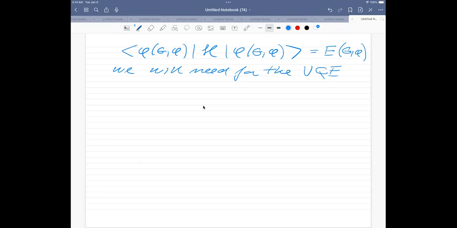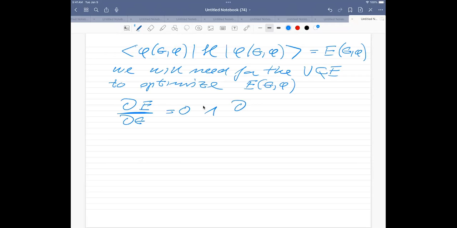So we will need for the VQE to optimize this E of theta and phi. And the standard way we do that is to calculate the gradients. We have two variables, and we want to drive them to zero. So what we want then is simply to calculate dE/dtheta and dE/dphi equal to 0. So this is going to be the optimization part.